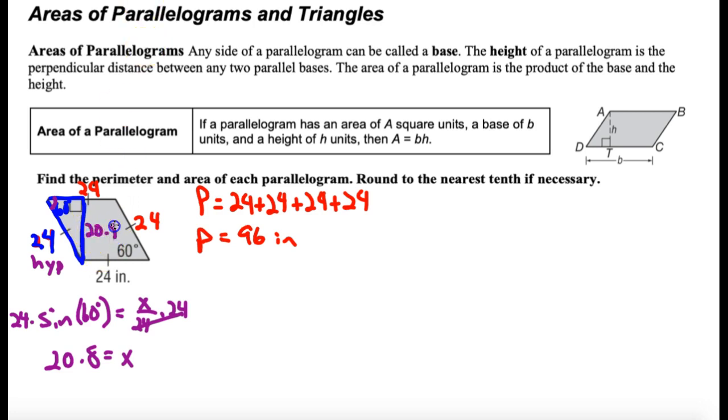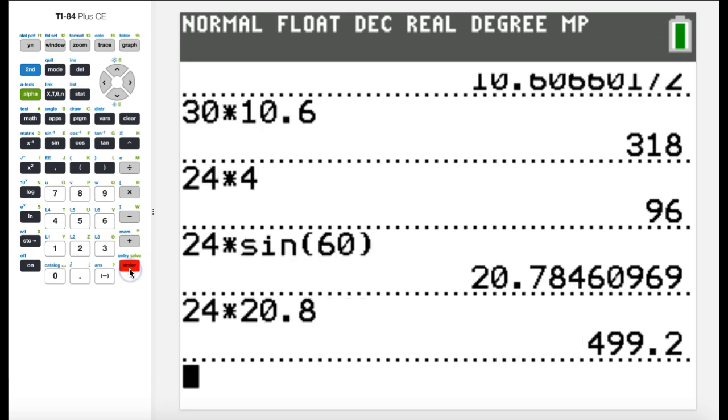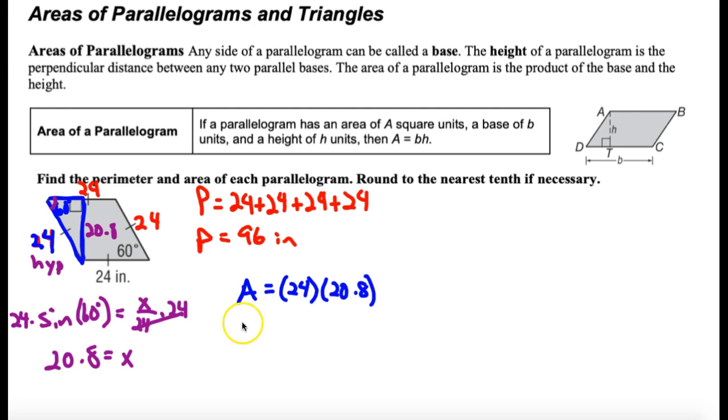So now we have the information that we need. The area of the entire parallelogram is going to be the base of 24 times the height of 20.8. So 24 times 20.8 is 499.2. And my units would be square inches.